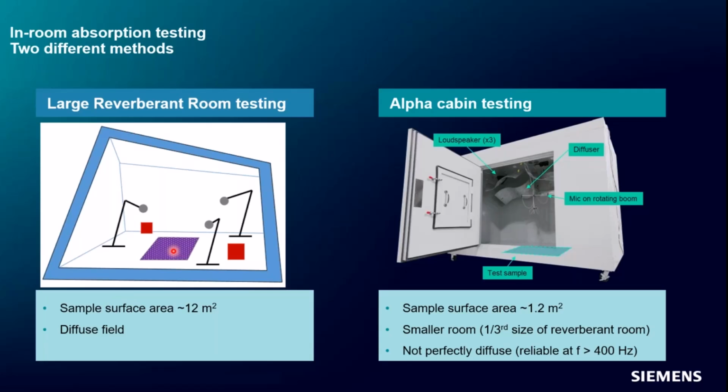For smaller samples, or maybe you don't have the ability to build or access a diffuse reverb chamber like the diffuse field large room, there's also this smaller version called an alpha cabin. Same exact principle, it's just built much smaller scale. So these are typically much smaller, 1.2 meter squared samples, so not such a big sample as you might have in the large room. And it works just as well for high frequencies. It's not perfectly diffused because of the size limitation for frequencies below 400 hertz, but if you have higher frequency concerns, or this is the best you have the opportunity to use, it can get the job done. Same exact principle, just a smaller scale.